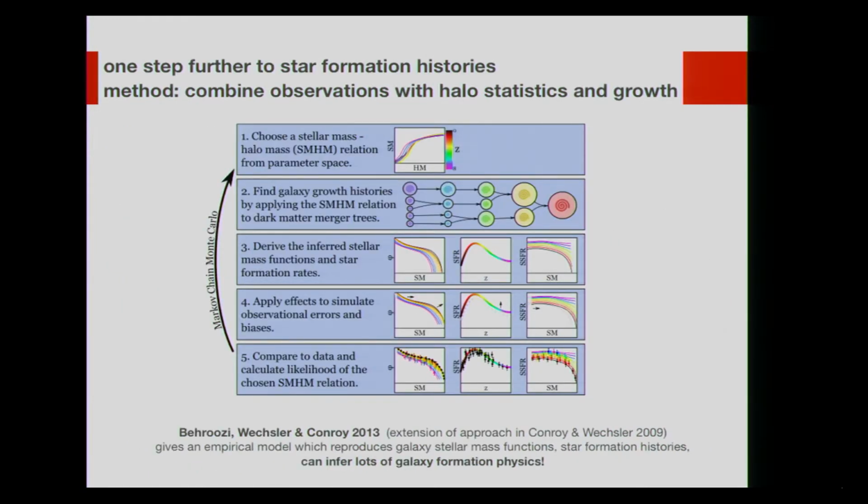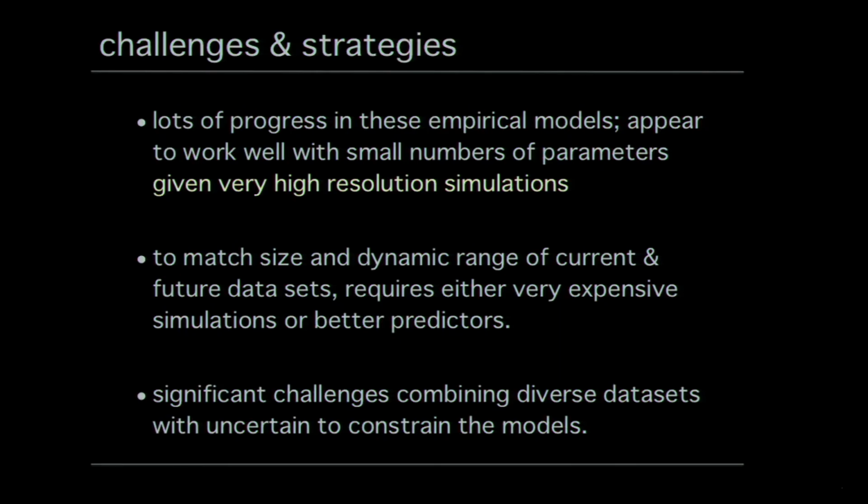We went one step further. You heard about this a little bit from Peter Behroozi, and Mariska talked about this yesterday: combining these techniques of statistically connecting galaxies and halos at one epoch with our understanding of how dark matter halos grow over time. So this is still really an empirical model, but it's now an empirical model which actually reproduces galaxy stellar mass functions and star formation histories. And I think there's a lot of basic understanding about galaxy formation that you can get from these kinds of empirical models. You saw the plot that Mariska showed yesterday, on the constancy of the galaxy formation efficiency over the last 10 billion years, that came out of this kind of work.